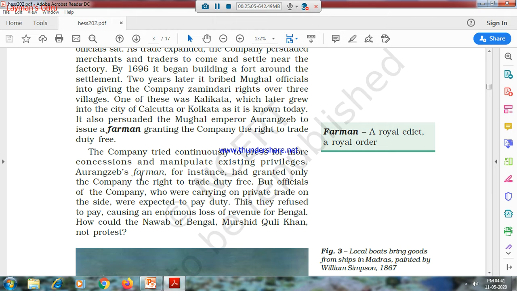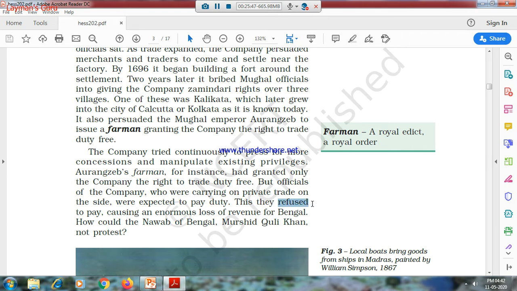exempting their duty. Whatever duty, there are a lot of checkposts there. These people collect goods from people by procuring and purchasing them, and take them to the port of Calcutta. So three villages' zamindari rights were given to the British, and this duty exemption was given to them to carry goods. But what became the problem? What Aurangzeb's firman gave was the company's exemption from paying duty. But the officials were carrying on their private trade.